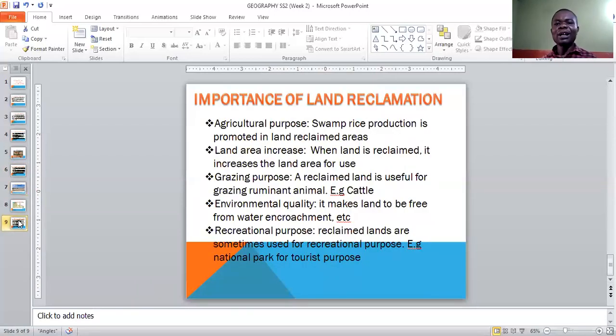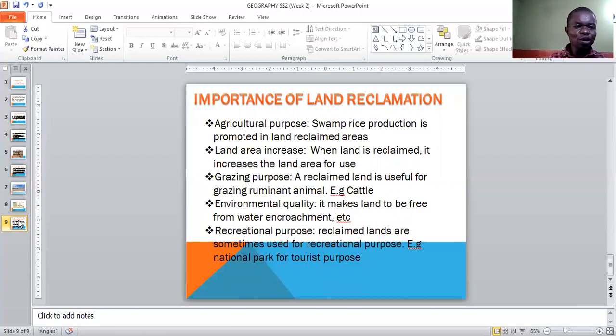Then why do we need to reclaim land? What are the importance? Why do we reclaim land? When we reclaim land, what do we use it for? One, agricultural purpose. A farmer that produces swamp rice is always having good swamp rice in a reclaimed land area. Then land area increase. If your land was small, for a community, the land was small. When you reclaim land, the land becomes increased. You cannot make use of other parts. Then grazing purpose, that is, animals come to feed on that land.